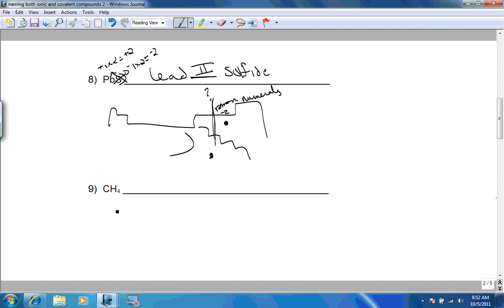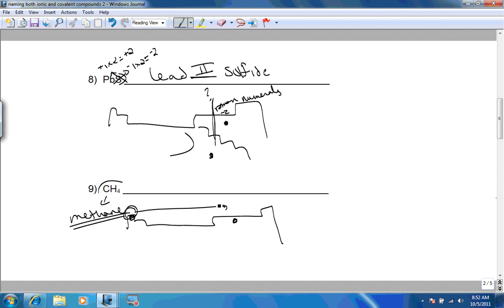Alright, CH4. To use the rules that we've been using, technically this is an organic compound, and so it would be methane. Because carbons and hydrogens have their own little set of naming. But to use the rules that we're using with the ionic and covalent, we're going to look at the fact that carbon's here and hydrogen's here. Even though hydrogen's on the left-hand side, it's actually still considered a nonmetal. It's just on that row because of the fact that it gives up an electron when it reacts.